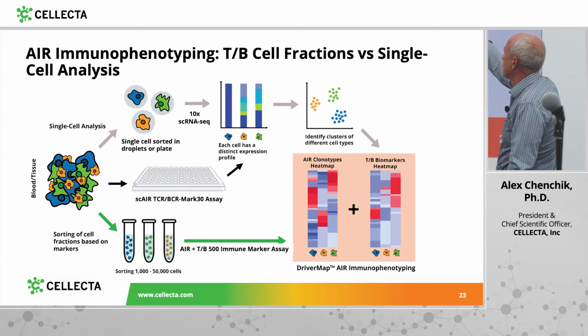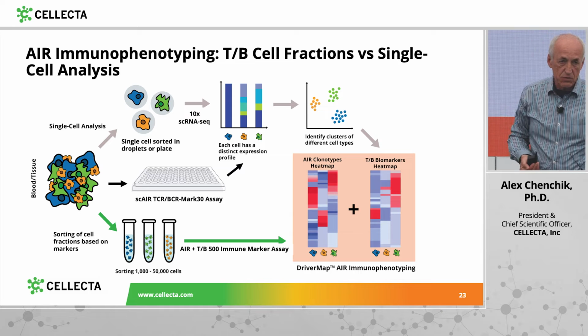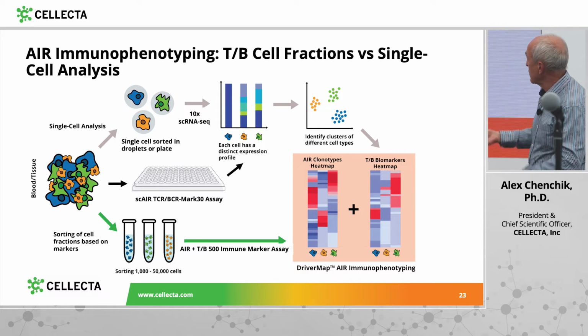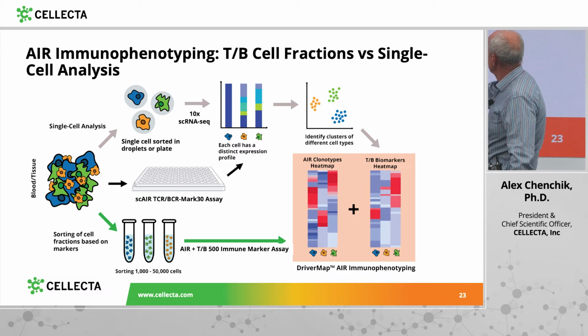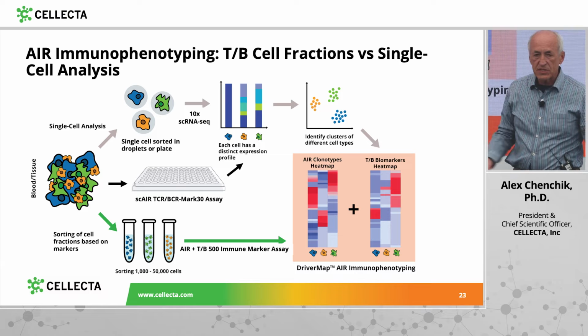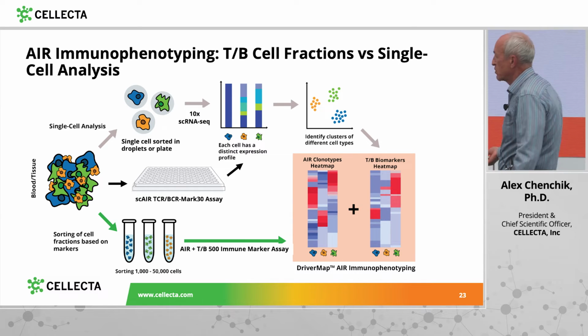And for example, you have clusters of naive cells, memory cells, or exhausted cells for T cells. After that, you generate data which show you TNB biomarkers and T cell receptor sequences. Interesting that you can do a very similar strategy using a more simple approach.